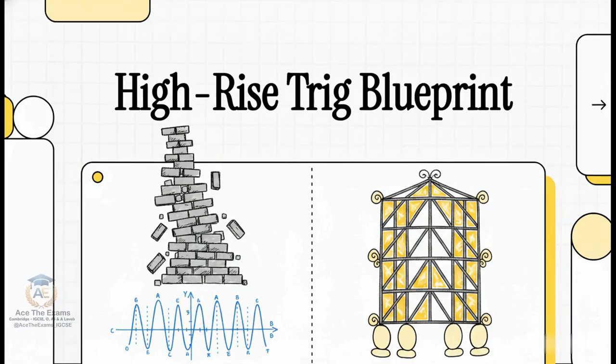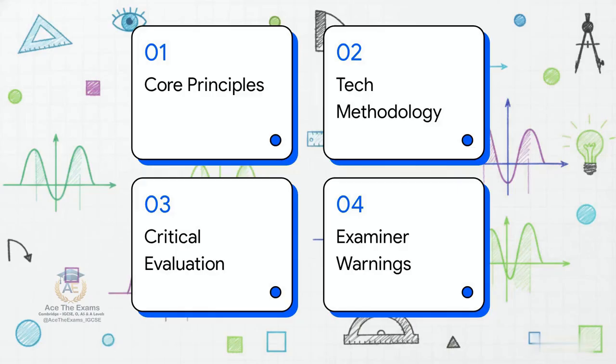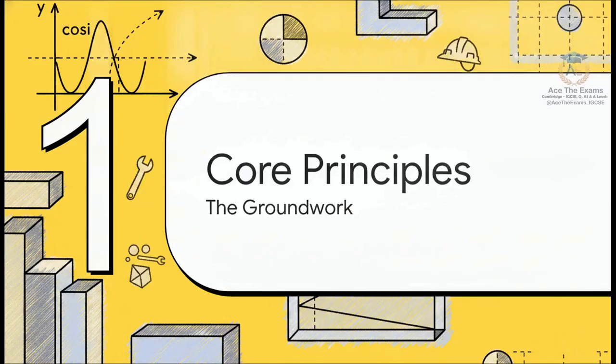By looking closely at the syllabus framework today, we are going to fix both Alex's and Sam's approaches, turning them into master builders. Here is our construction schedule for today's explainer. First, Phase 1, the groundwork, laying down the core principles. Second, Phase 2, erecting the frame, which is our technical methodology. Third, Phase 3, building the analysis, diving deep into critical evaluation. And finally, Phase 4, the site inspection, where we go over the top examiner warnings. Let's start laying the concrete with part one, the groundwork, covering our core principles.